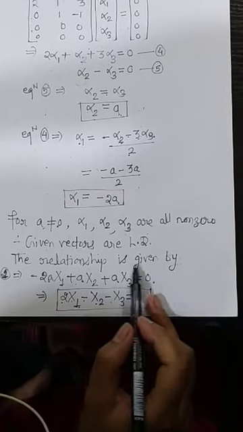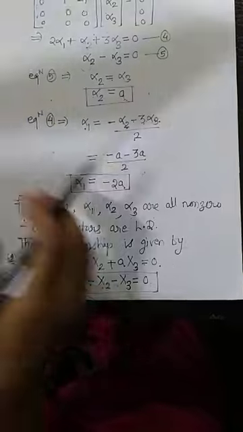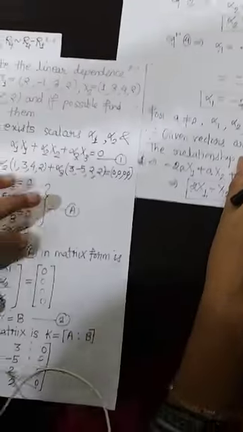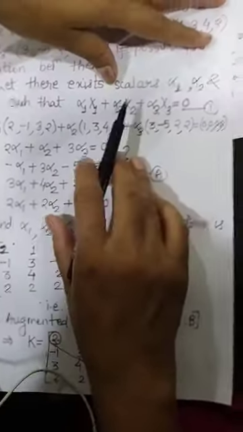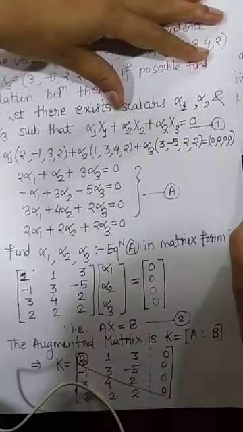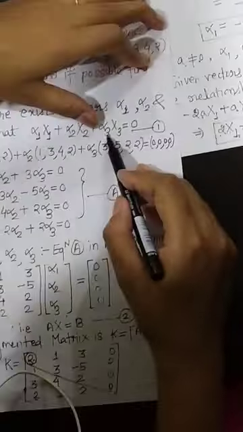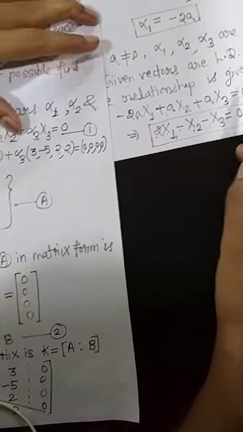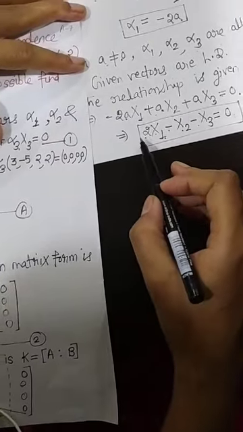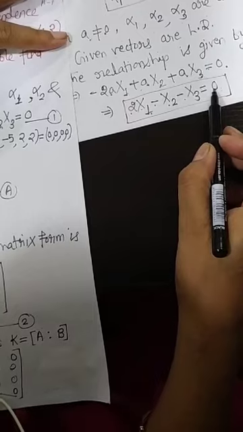The relationship is given by substituting the values of alpha in equation number 1. So this is equation 1. Alpha 1 is minus 2a, x1 plus alpha 2 is a, x2 plus alpha 3 is a, x3 equal to 0. Now divide this by minus a, we will get 2x1 minus x2 plus x3 equal to 0, which is the required relationship.